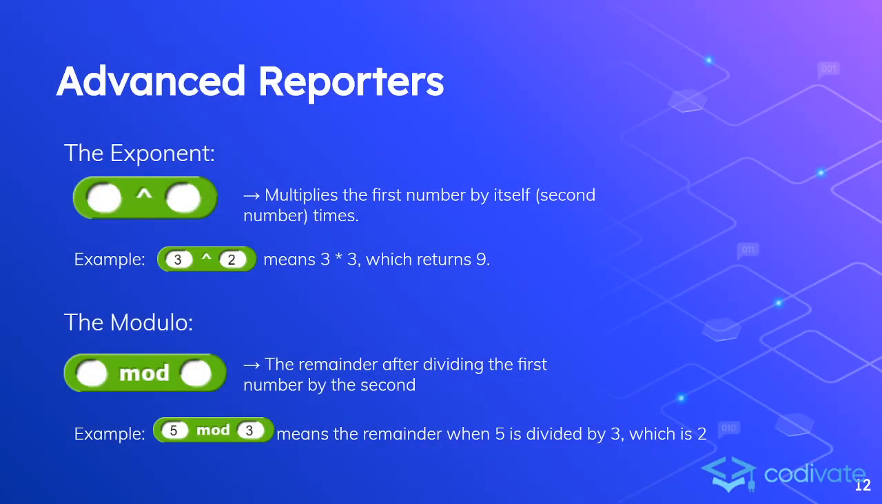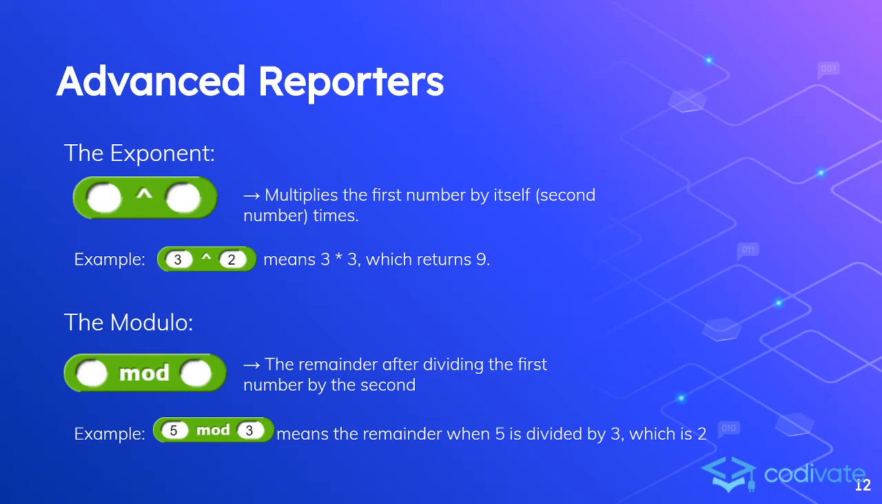There are some more advanced math reporters, such as the exponent block and the modulo block. The exponent block: the first number x is a number that is going to be multiplied by itself a certain number of times. The second block, y, is the number of times that the first number will be multiplied by itself. The name for this would be x raised to the y power. Example, 3 raised to the second power means 3 times 3, which returns 9.